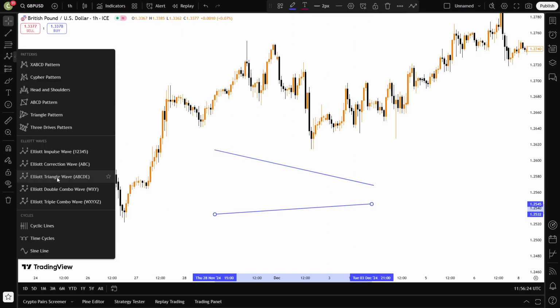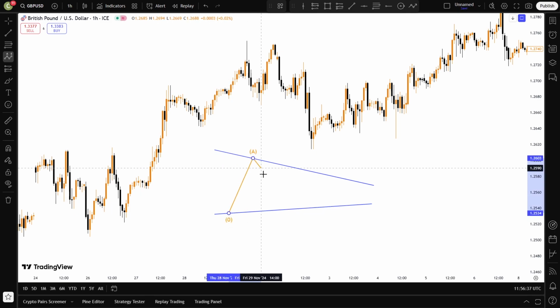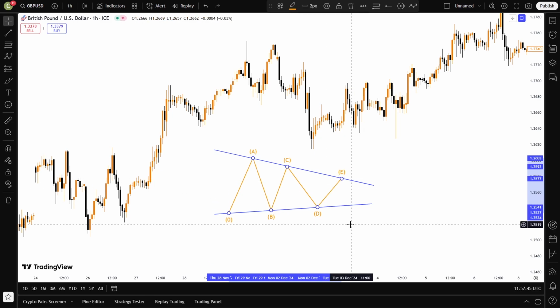Assuming we have a triangle forming from one end to the other, in this case, we can plot our Elliott Triangle Wave, and this is a 5-wave pattern. As you can see, we have the A here, and then we have the B, then we have the C, we have the D, and then we have the E. After plotting the points, the only one to focus on right now will be the E, and with the E, you will only enter the market if price breaks outside the triangle.